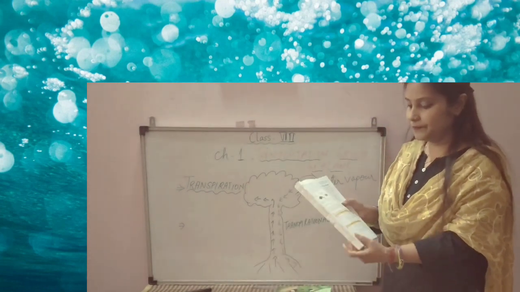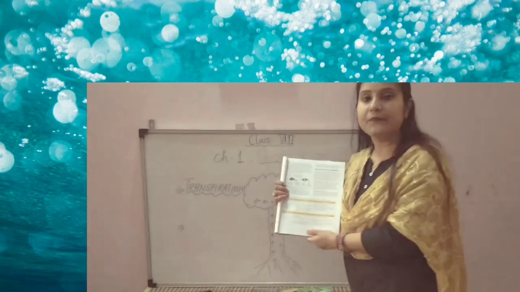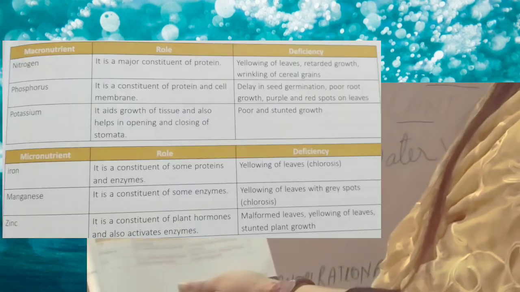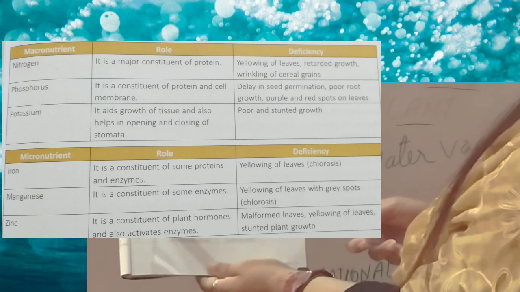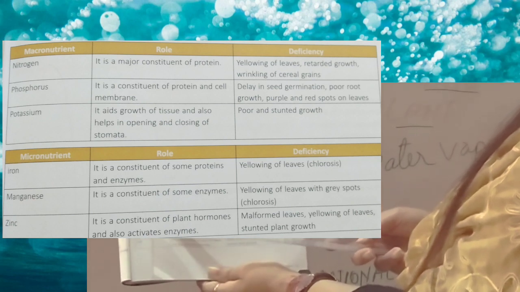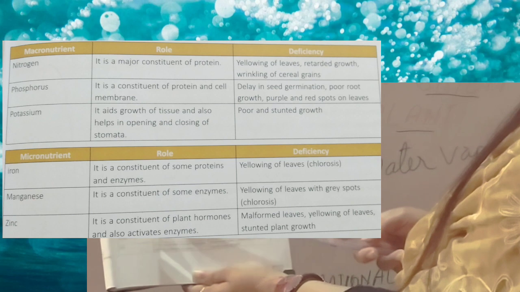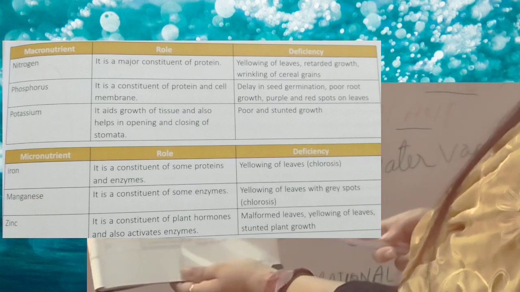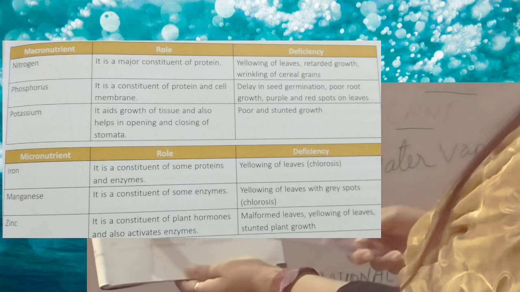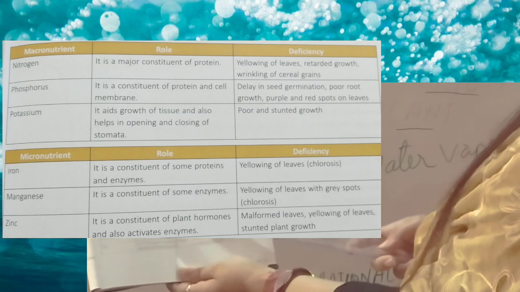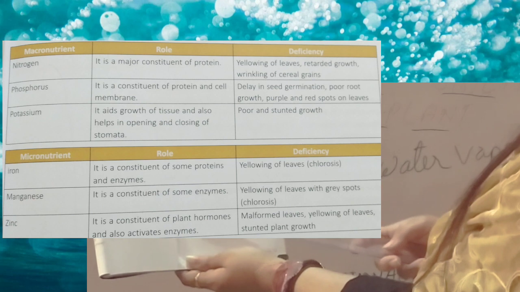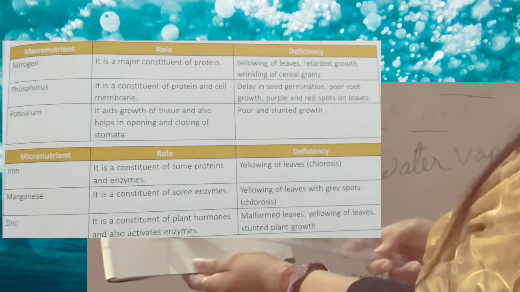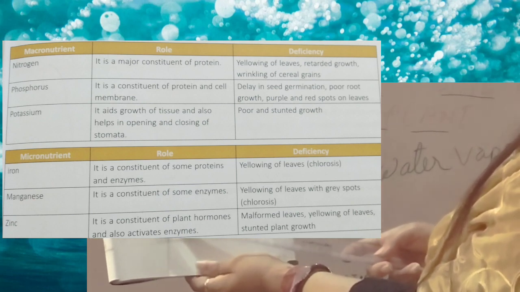So here one table is given. You can see macronutrients, a few examples are there: nitrogen, phosphorus, potassium. What is the role of that? Nitrogen is the major constituent of protein. Phosphorus is a constituent of protein and cell membrane. Potassium aids growth of tissue and also helps in opening and closing of stomata.